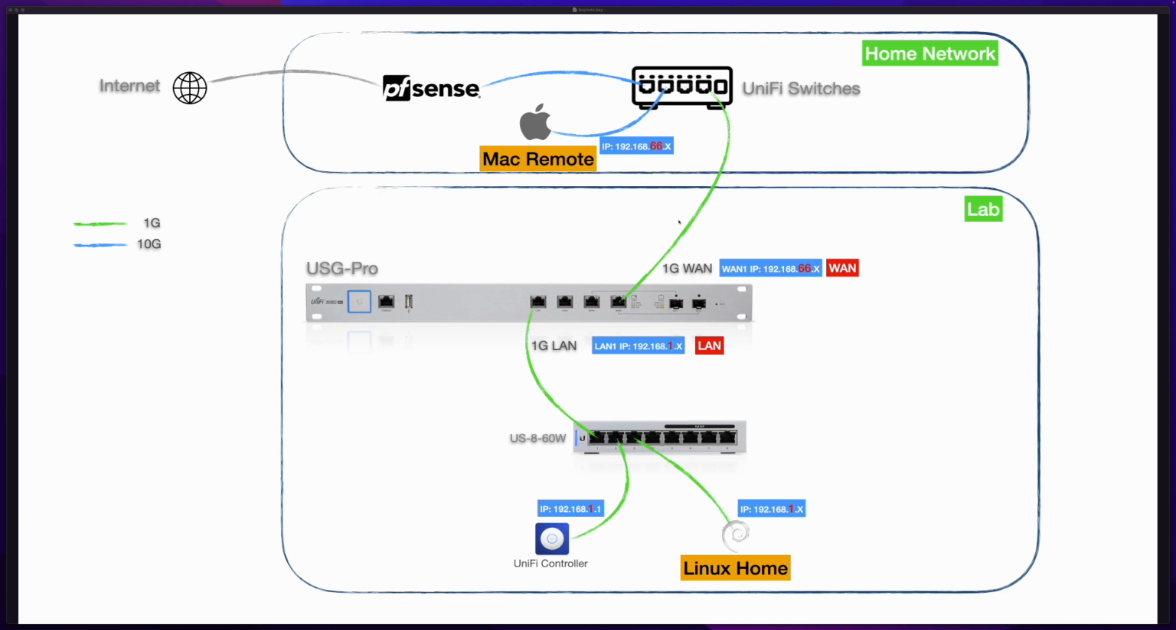And another thing, as you can see, all the connections are in green color here because we are talking about the USG-Pro. It only supports maximally 1 gigabit connection. Okay, so this is USG-Pro.